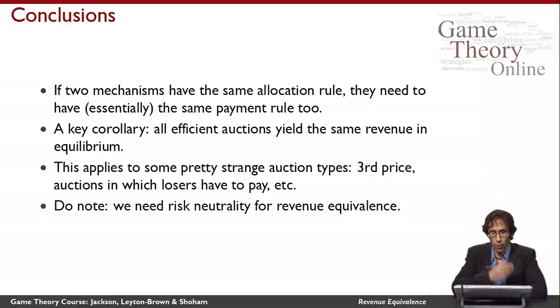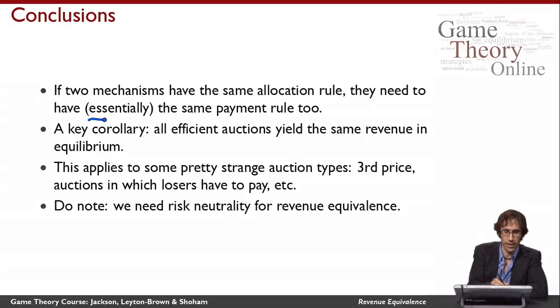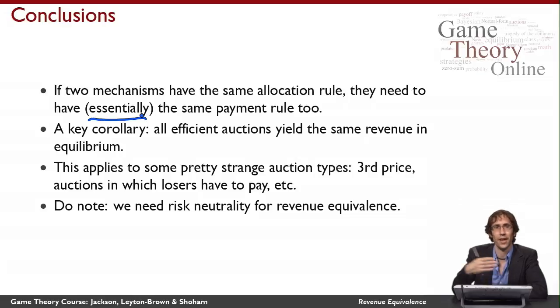So the overall takeaway from all of this is that if two mechanisms have the same allocation rule, then they basically have the same payment rule too. And when I say basically, all I really mean is that the only thing that can change is if I offset everything by a constant. So if I pay you $100 for showing up in my auction, and then we have an auction, my expected revenue is different. If I charge you $100 for walking in the door and you have no choice about whether to walk in the door, and then we have an auction, I'll get a different amount of revenue.